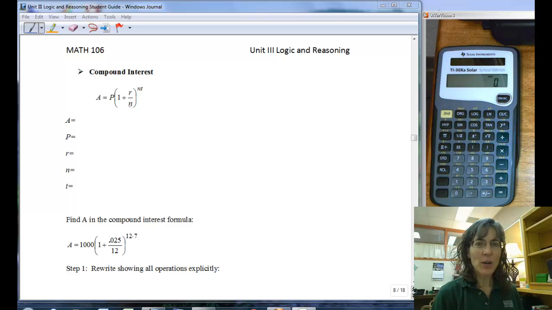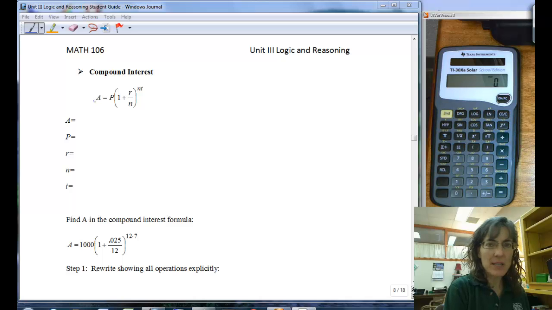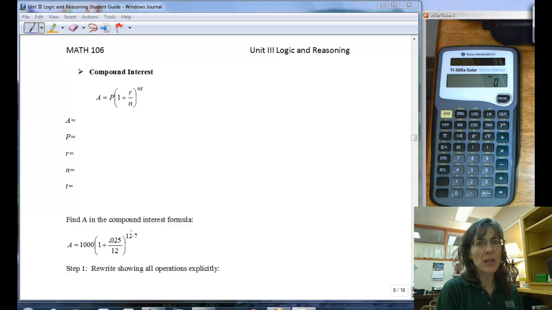Okay, let's talk about compound interest. We have a formula that looks like this. A equals P times the quantity, 1 plus R over N to the NT. We have a bunch of different variables, so we need to figure out what each of them means.